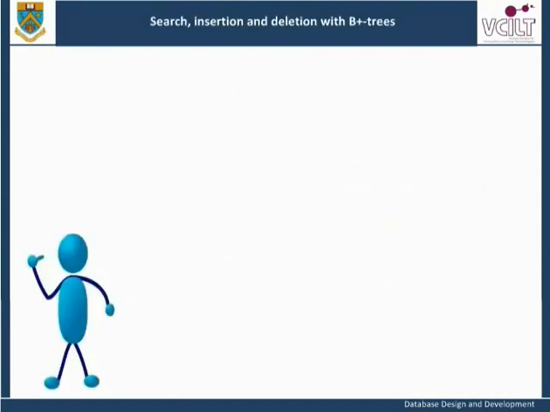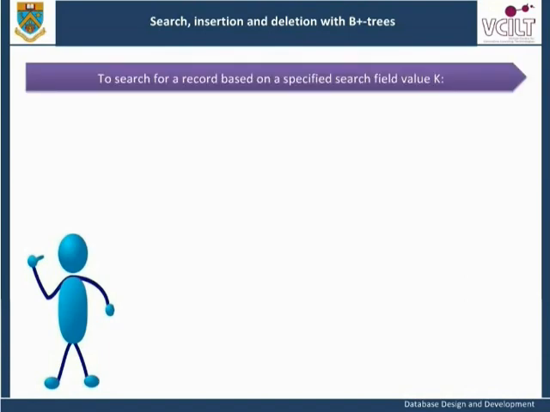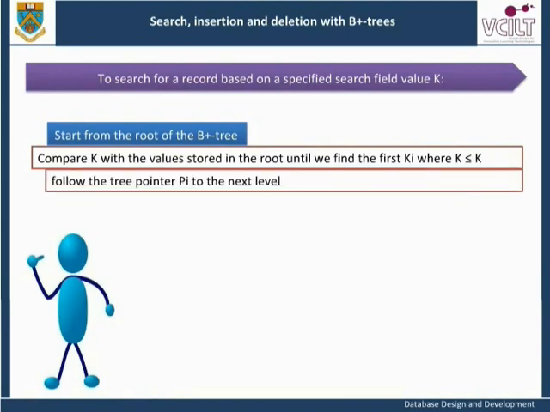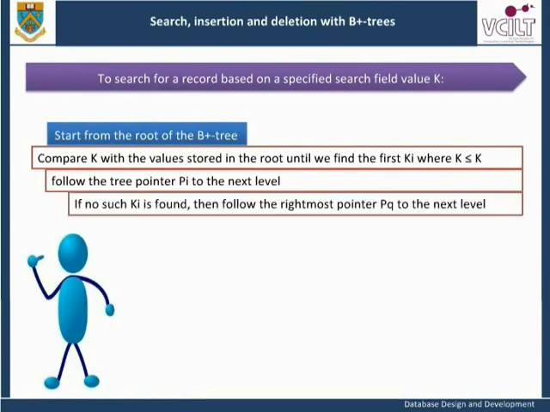Search, insertion, and deletion with B+ trees. To search for a record based on a specified search field value, K, we always start from the root of the B+ tree. Compare K with the values stored in the root until we find the first KI where K is less than or equal to KI. Then, follow the tree pointer PI to the next level. If no such KI is found, then follow the rightmost pointer PQ to the next level. We assume that the root is not the only node in the tree. Otherwise, follow the search procedure for a leaf node.